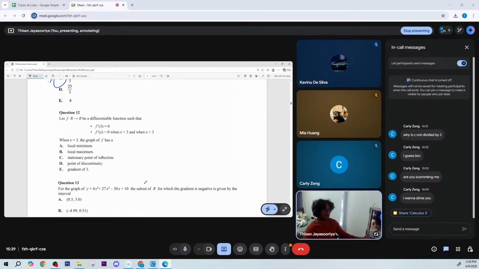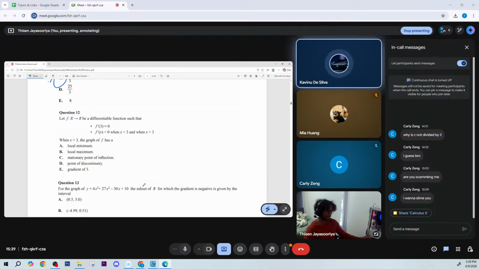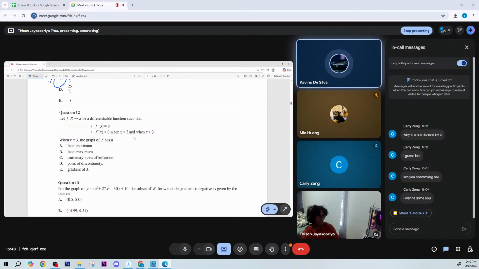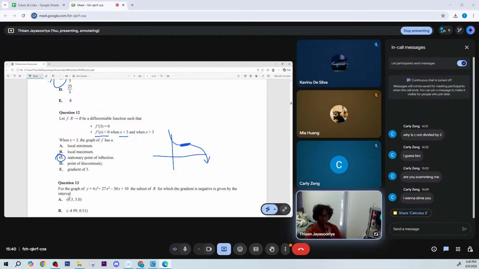Kavinu, how can I do this one here? You would probably want to draw a graph. Yeah. So how would I be able to draw a graph here? Well, you know the derivative at f of 3 is 0, which means it's flat there. Yep. But it's less than 0 when x is less than 3, so it's a negative gradient. Yeah, and then after that, it's a positive gradient. So then what do we get? So it's a stationary point of inflection. Does that make sense for you too?